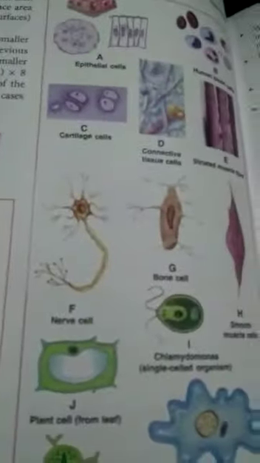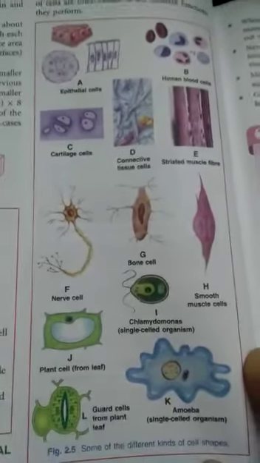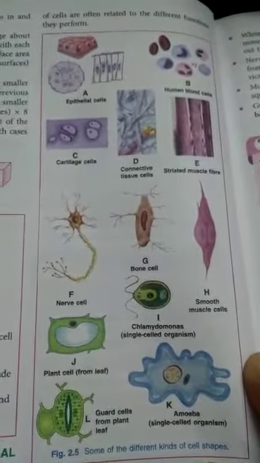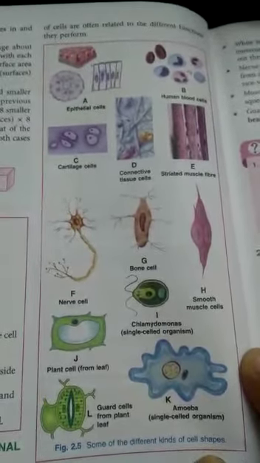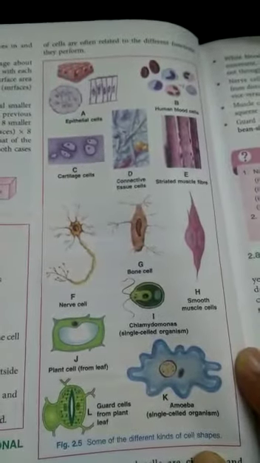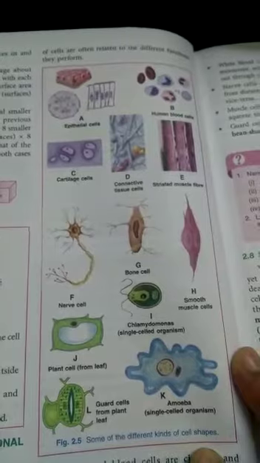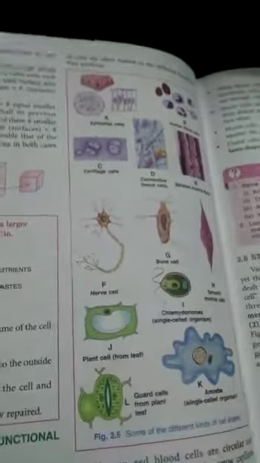Now we come to the shape of cells. All the cells are not alike. Cells are different in shapes. You can see the figure in your book. Different types of cells are there. Some cells are cuboidal in shape, some are circular, some are elongated, some are bean shaped, and some are irregular in shape. So shape may vary. In human beings also, the different cells are of different shapes.